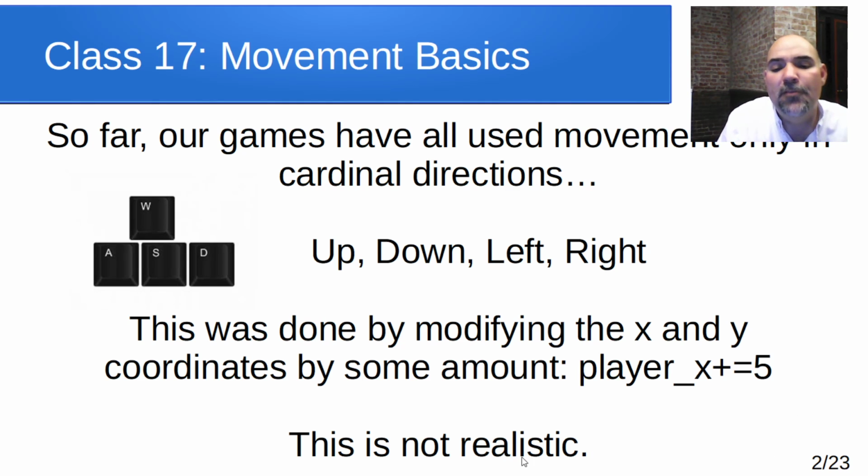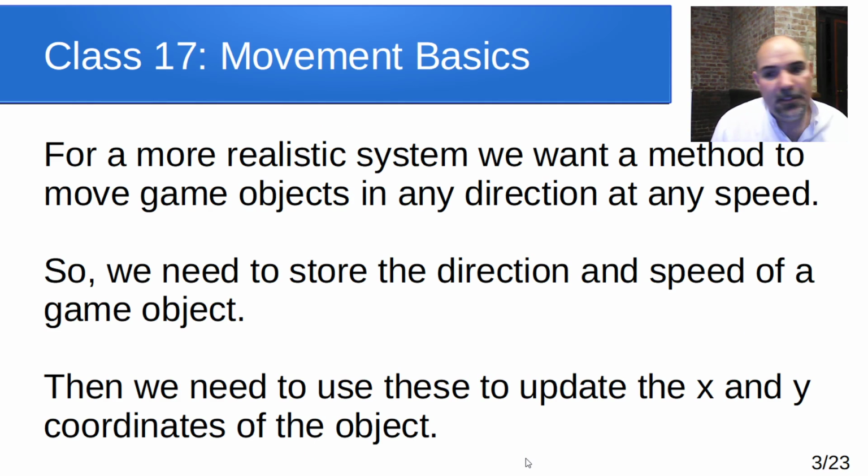So in other words, we want to move towards something more realistic that's going to allow us to do some physics kinds of things, and some things other than just left, right, up, and down at a constant speed. Now, for a more realistic system, we want a method to move game objects in any direction at any speed. So we need to store the direction and the speed in variables of some sort. And then we're going to use that direction and speed to update the position or the coordinates of that object. So the object is somewhere on the screen at an X and a Y, and its X and Y need to change as it moves at some angle at some speed.